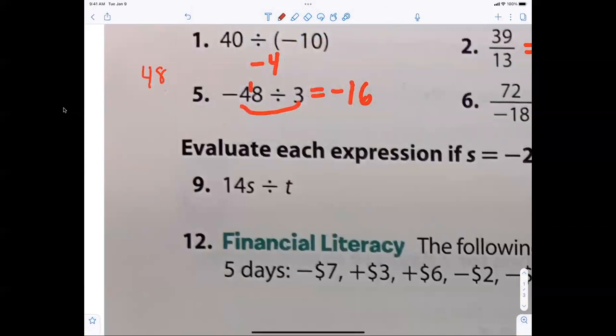48. We're dividing that by 3. Hold the 3 in your head. How many times does 3 go into 4? Once.